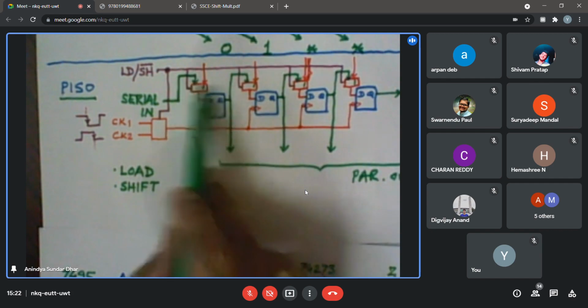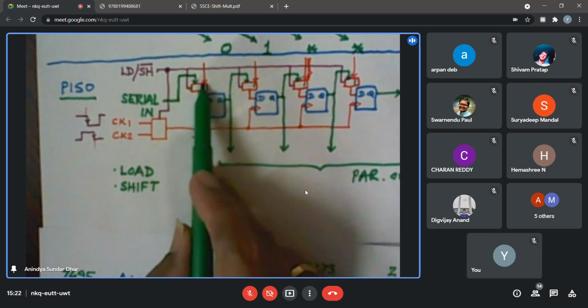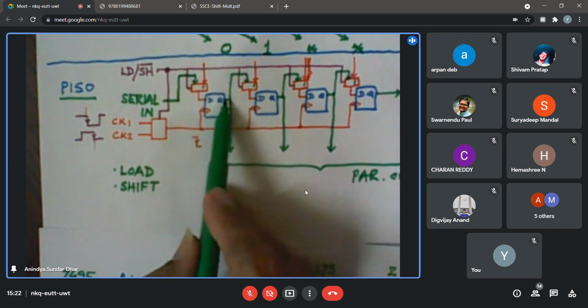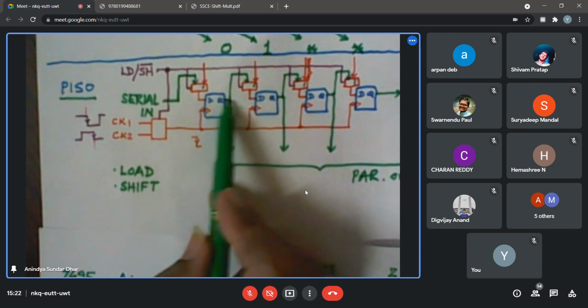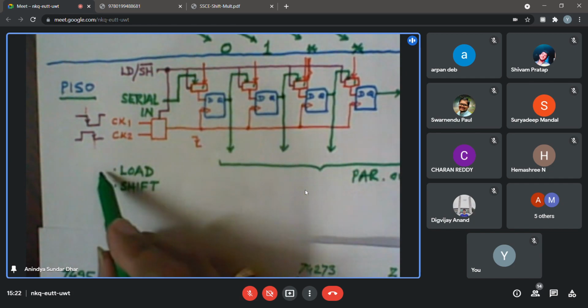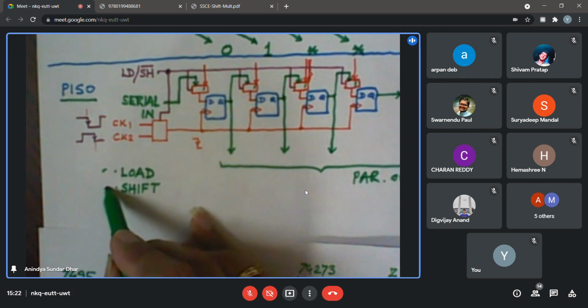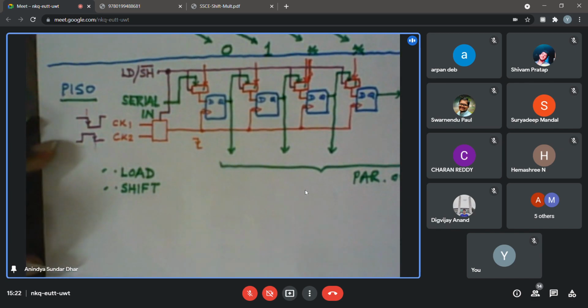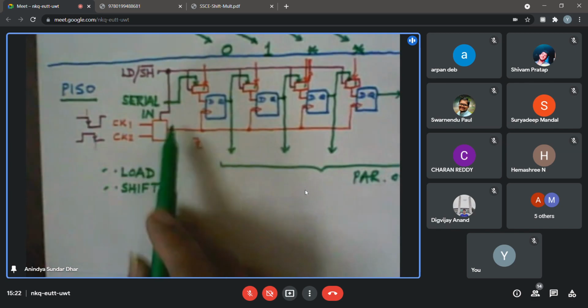Now, because of the multiplexing arrangement, there are two probable sources. One is the external source, which we are calling load, parallel load, or the serial in, and for the other flip-flops, it is the output of the neighboring flip-flop for the shift mechanism. But basically, there are two modes, load and shift. So, up to this point, it is clear, I guess. Load and shift, there are two operations. Yes, sir. Okay.